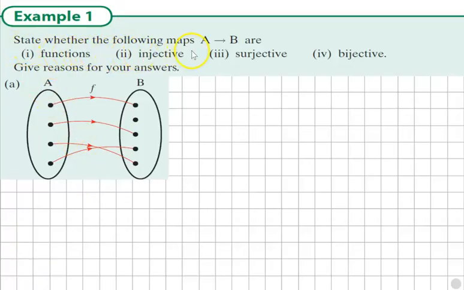State whether the following maps A to B are functions, injective, surjective, or bijective, and give reasons for your answer. So we can see that each of the elements of A has only one arrow coming out of it and going to an element inside of set B. But notice that in set B, there is one element that doesn't have any arrow going towards it.